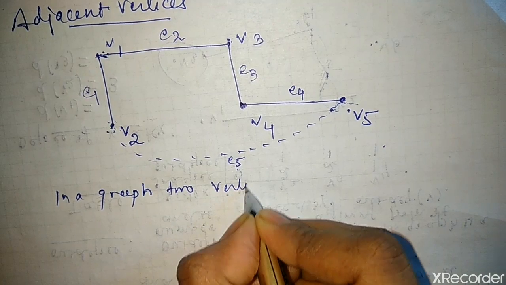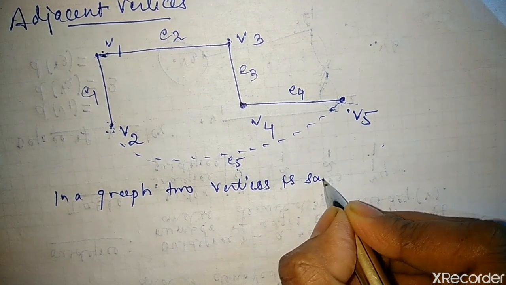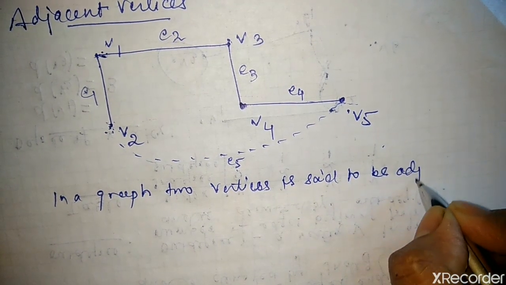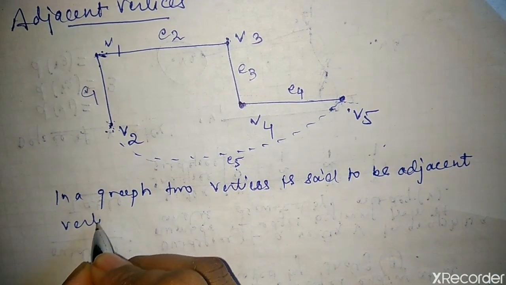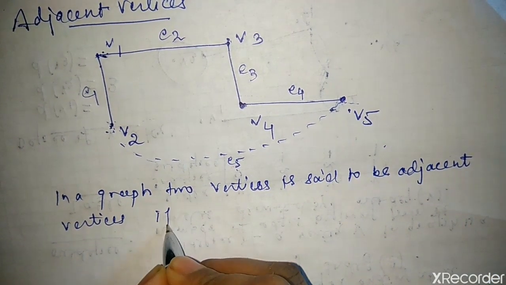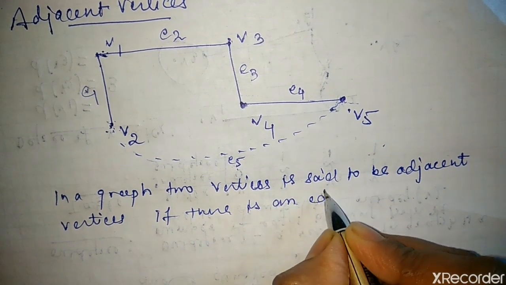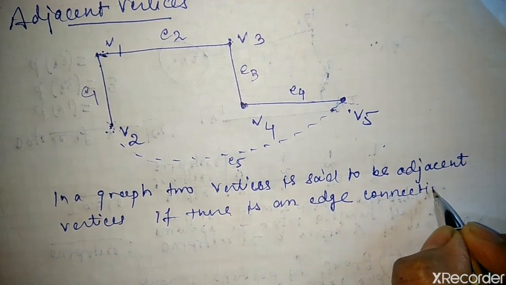two vertices are said to be adjacent vertices if there is an edge connecting them.